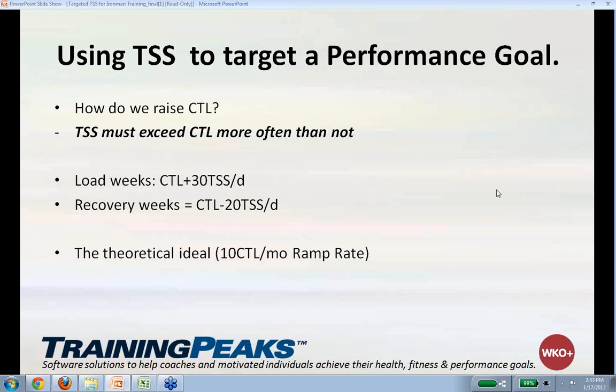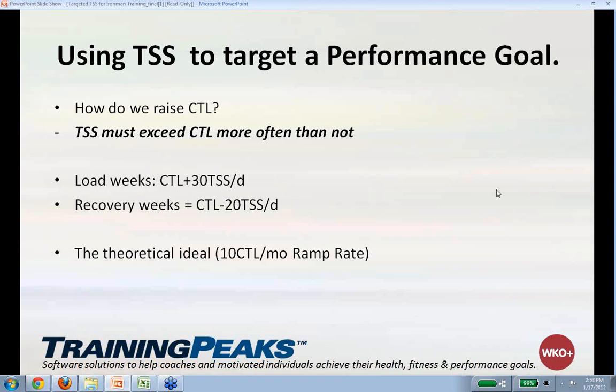Based on what I've experienced with athletes in terms of round numbers of what they can handle, for load weeks, 30 TSS per day greater than their CTL is a good, fairly safe number for most athletes. So if your CTL is, let's say, 100, then doing your load weeks at 130 TSS a day, sort of 900 TSS a week, would be a safe number.